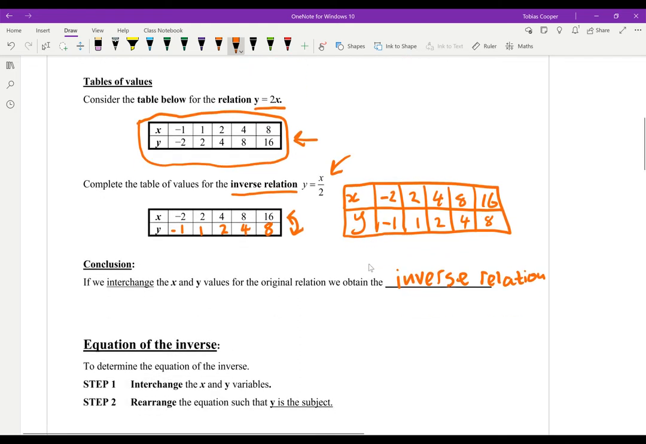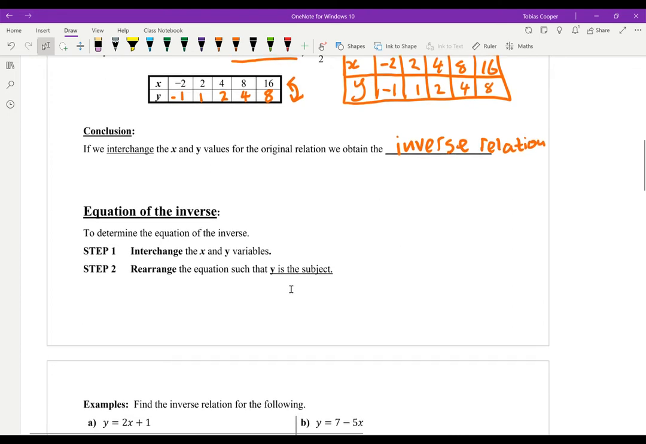Okay, so if you take a function and you swap its x and y values, you obtain the inverse. Okay, let's just check that. If you start off with y equals 2x, and if I swap the x and y over, I get, and I'll make y the subject, y equals x on 2. So by swapping the x and the y, I actually obtain the inverse relation.